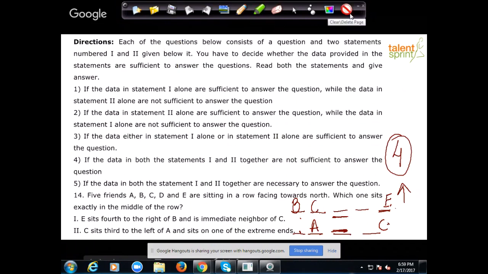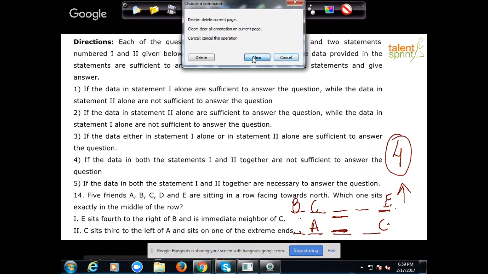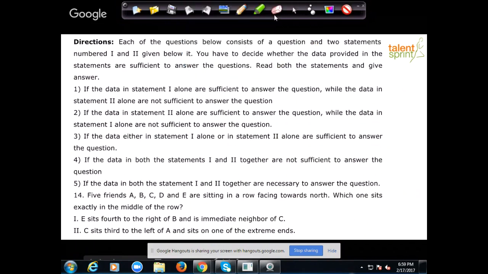Looks like most of you have got it, and I would once again request you take 30 seconds, see if you have understood the question.